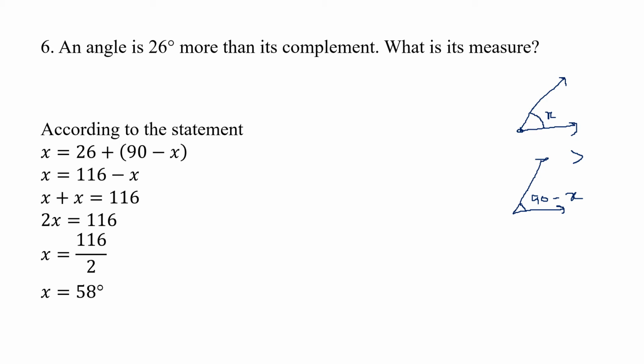So now see, what is the complement of 26? Sorry, our angle is x. So angle x is 58. Okay, our angle is 58. So what is its complement? What is 90 minus 58? 90 minus 58 is 32. And 58 is 26 more than 32 because 32 plus 26 will give us 58. Next sum now.